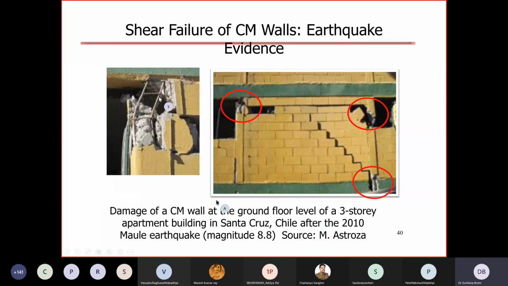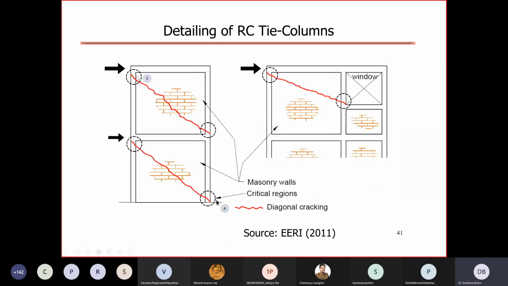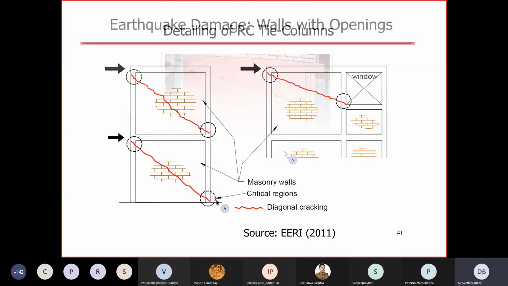So here is another example from Chile. You can see buckled concrete block, confined masonry walls at the base of a 3-story building. And again, you can see a detail of buckled reinforcement in tie columns due to small size of ties and not sufficiently closely spaced. So this is again an illustration of this. I think that is it.